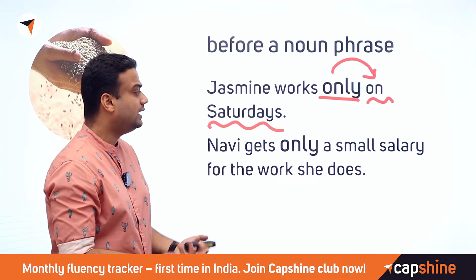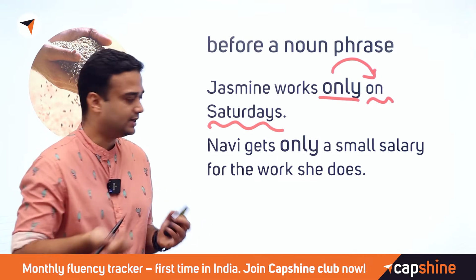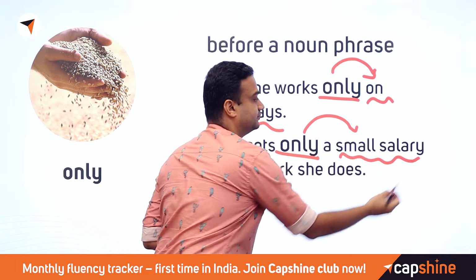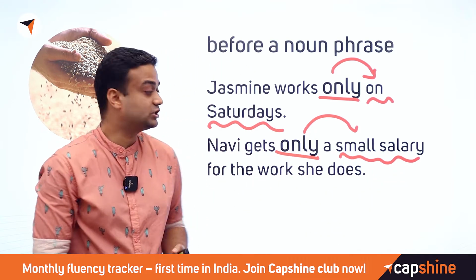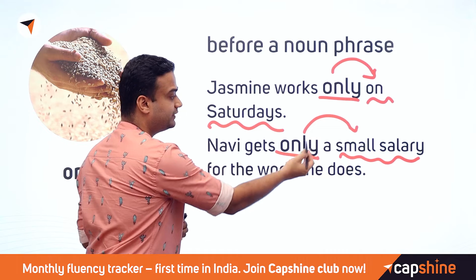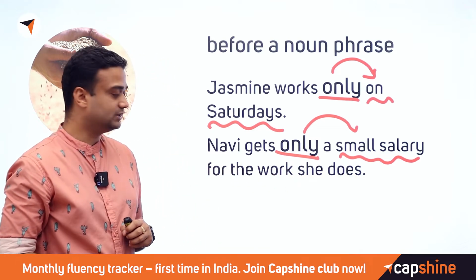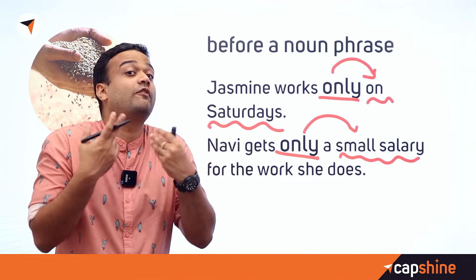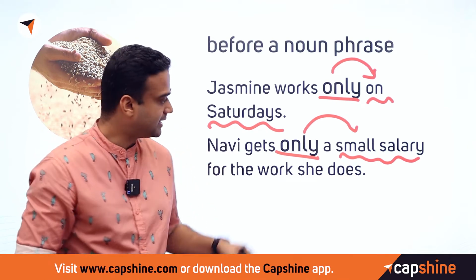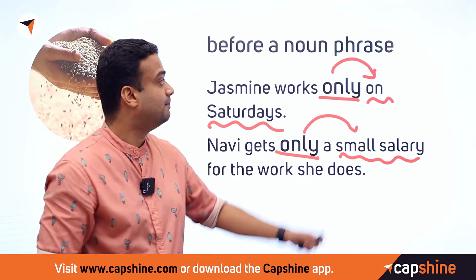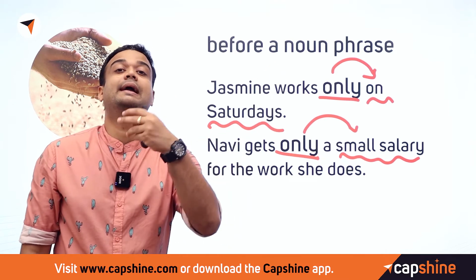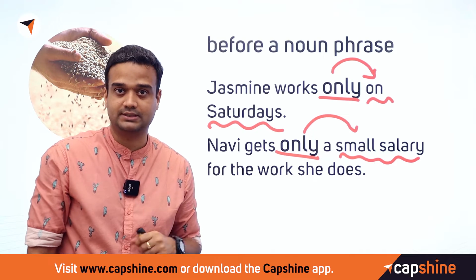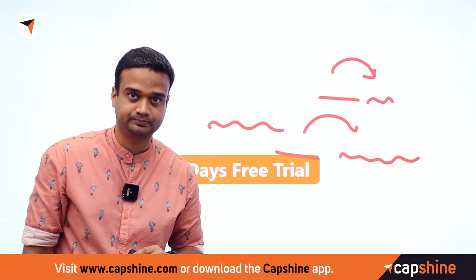Navi gets only a small salary for the work she does, suggesting that she is not being paid well enough. Notice how the meaning changes with and without only. So if I remove that, Navi gets a small salary, it doesn't really mean much. It doesn't tell you that you feel a particular way about it. But here with the addition of only before the noun phrase, it gives you a clear idea about the extent or your opinion about this noun phrase and this information that you're sharing.